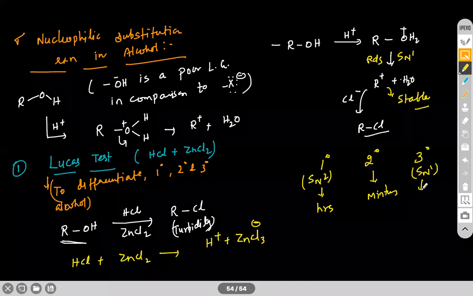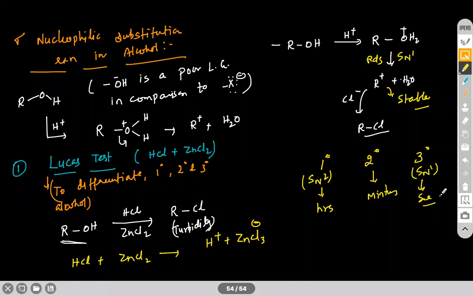And here it is in seconds. Because we know 3 degree carbocation is more stable, hence rate will be more in case of 3 degree carbocation, and that's why it forms turbidity with the fastest rate. So if the turbidity appears in seconds, it means it is tertiary alcohol. If it takes minutes, then it is secondary, and if it takes hours, then it is primary.